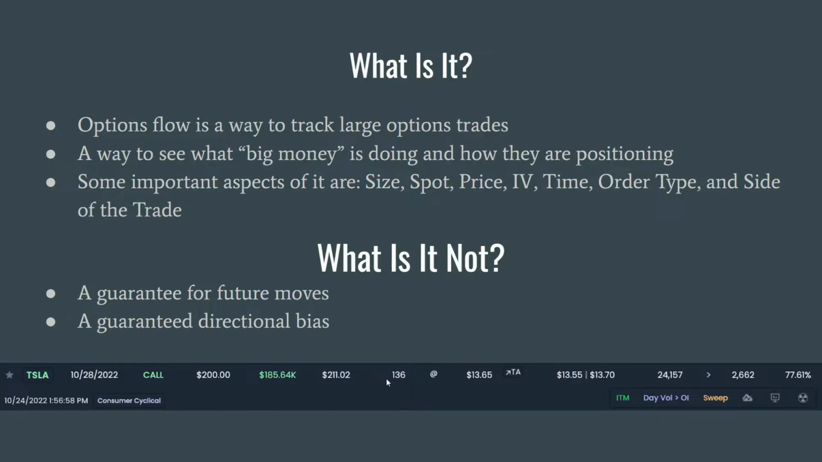This was the size that they were using, so they purchased 136 contracts at a price of $13.65. And then here we have the side of the trade, so this was towards the ask, which we see here the ask is at $13.70, so we were just below that, so it was towards that. And again, we see that it's in the money, and a few other things here, such as the order type was a sweep, which we'll get into a bit later.